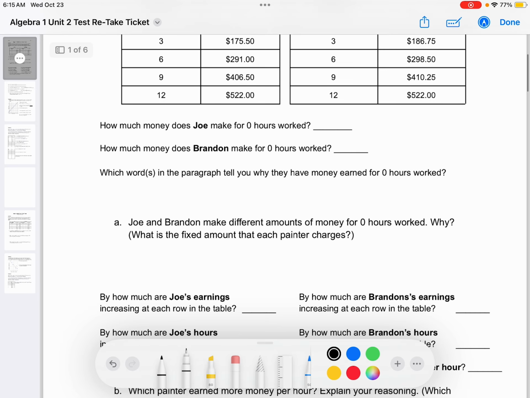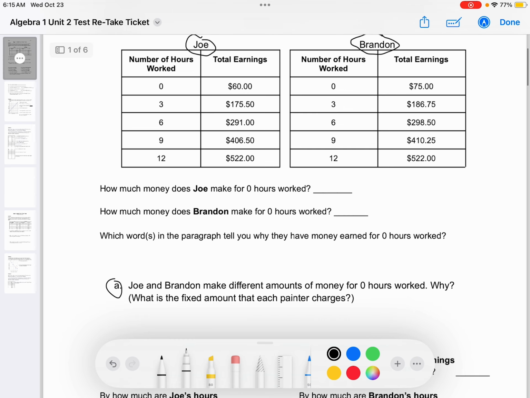The first question that we are trying to answer, question A, says that Joe and Brandon make different amounts of money for 0 hours worked, and asks why. And then in parentheses, it rephrases the question as, what is the fixed amount that each painter charges? So, first question to help us answer this would be, how much money does Joe make for 0 hours worked? Because if we're comparing the amount that they make for 0 hours, let's look at one at a time. We can see that Joe earns $60 for 0 hours worked. And Brandon makes $75 for 0 hours worked.